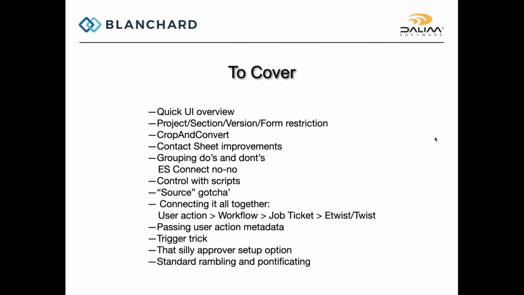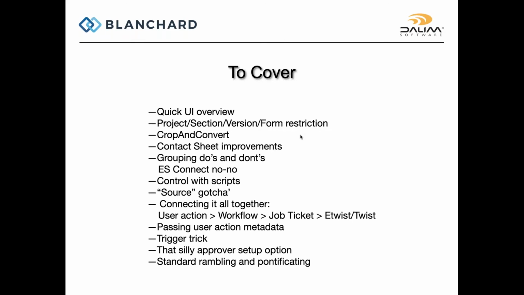Here's what we're going to go over. We're going to look at the UI real quick, and restrictions for certain types of user actions. Two built-in ones that I think many people may be familiar with are the crop and convert and the contact sheet. We'll hit those real quick, although the contact sheet has a couple of new options that are kind of neat. Grouping is an important concept in user actions, and you have to watch out if you use Twist via ES Connect.